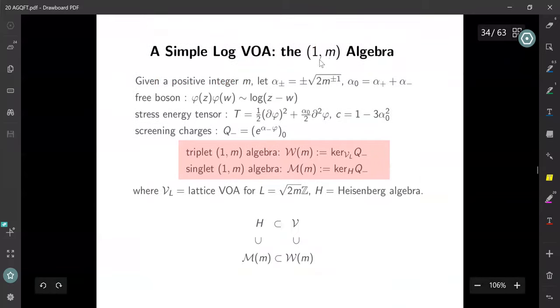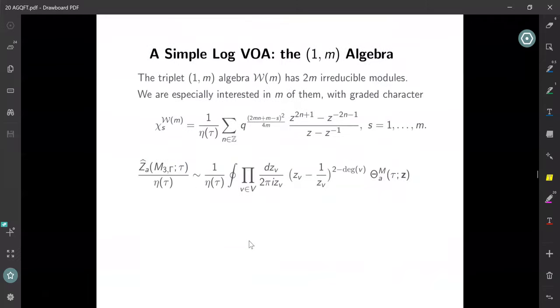So a very simple example is the so-called 1,M algebra. You take a free boson and a particular stress energy tensor that's given by this alpha zero. Alpha zero is given by this M in this way, and take the screening charge in this way that commutes with the stress tensor. And then you also consider the lattice VOA for a one-dimensional lattice, Z rescaled by some number given by M. It has as its subalgebra the Heisenberg algebra. Now you take the kernel of the screening charge on the lattice VOA, and then you get a logarithmic algebra, called the triplet 1,M algebra. And if you take the kernel on Heisenberg, you get the subalgebra called the singlet algebra.